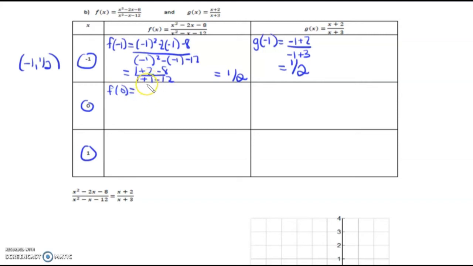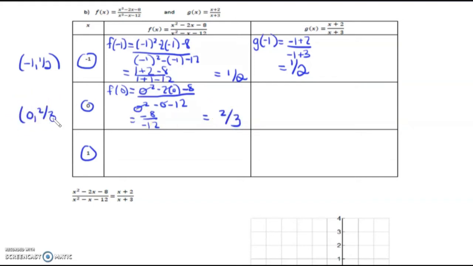Okay, what about f at 0? So 0 squared minus 2 times 0 minus 8. Okay, all we're doing is plugging in the 0. 0 squared minus 0 minus 12. Of course, those all are nothing. So we get -8 over -12, which gives us 2 over 3.